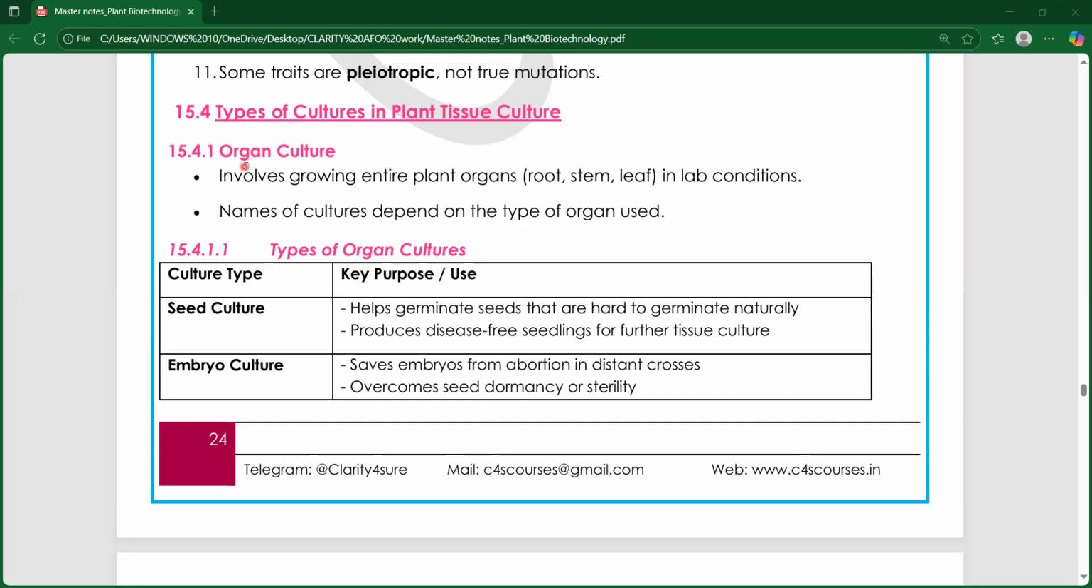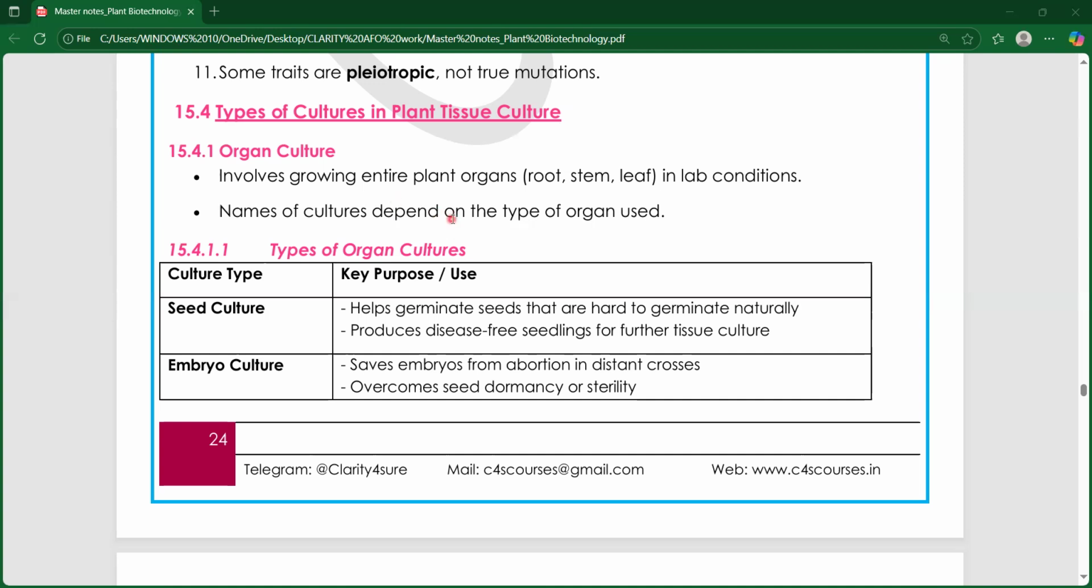So let's see what are the different types of culture here, okay? So first is organ culture. So organ cultures are the cultures which are isolated plant organs from the root, stem, leaf, ovary, anther, embryo, and they are reared on the artificial nutrient medium under aseptic and controlled environments. Okay, so depending on the type of organ used, the culture is named accordingly.